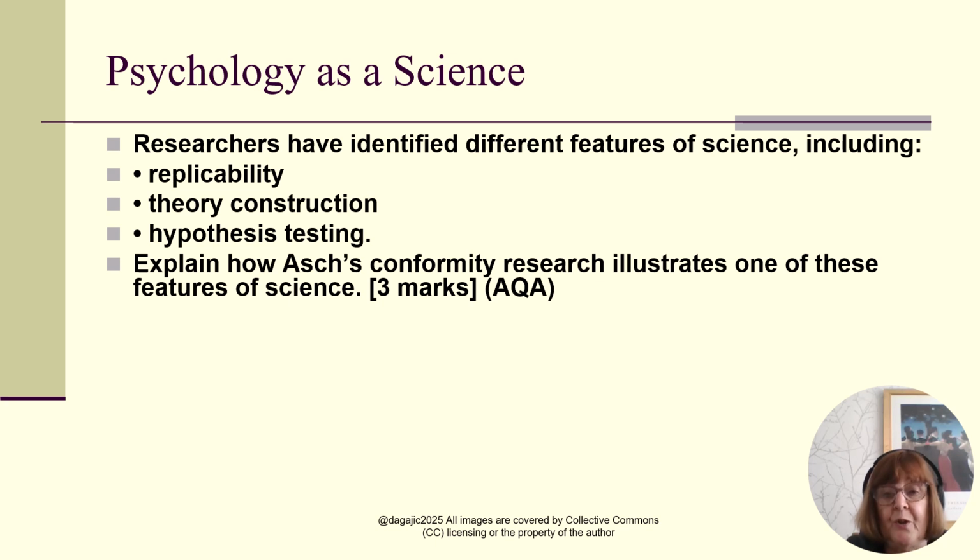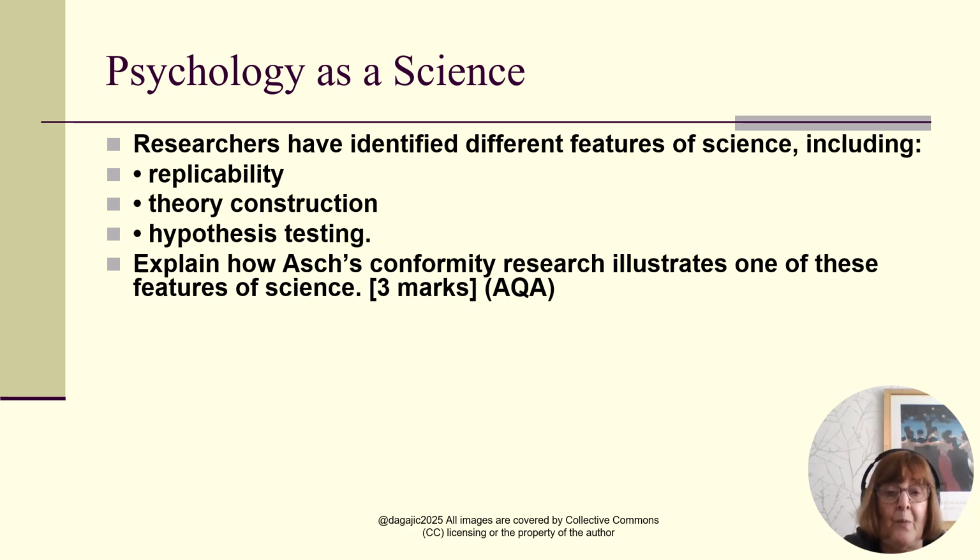Types of questions that you might get. Remember in AQA you can get research methods questions on any section. So this one came up on paper 1 under the social psychology section. Researchers have identified different features of science, including replicability, theory construction, and hypothesis testing. Explain how Asch's conformity research illustrates one of these features of science, and it's 3 marks.